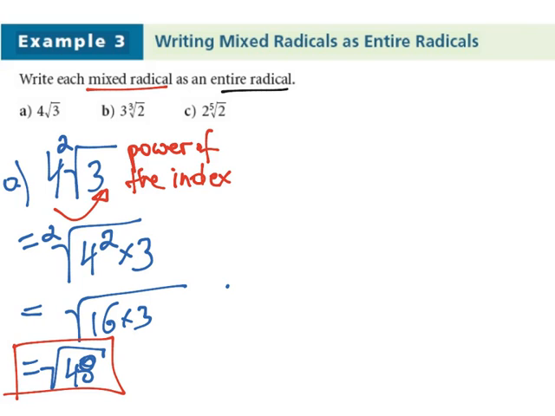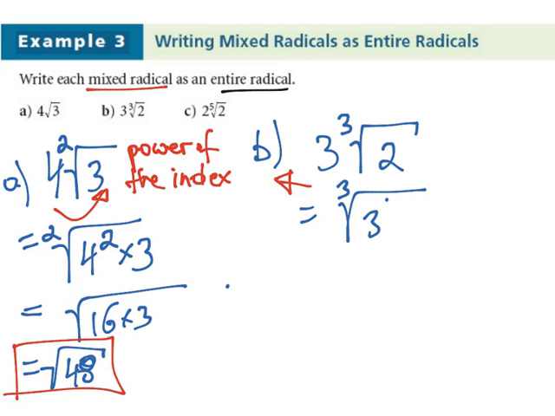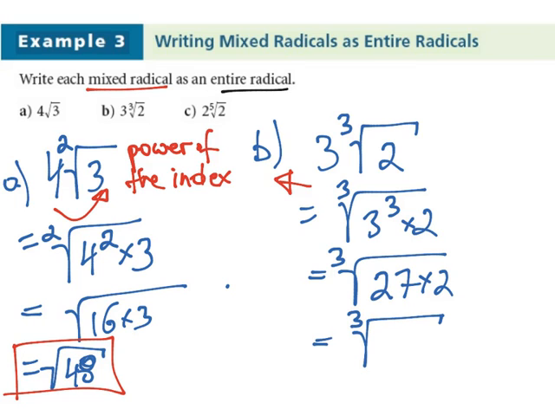And let's do the next one, part B. 3 times cube root of 2. Again, power of index. So we'll have 3 to the power of 3 times 2. And so 3 to the power of 3 is 27 times 2. So the answer is cube root of 2 times 27, which is 54. And this is your answer.